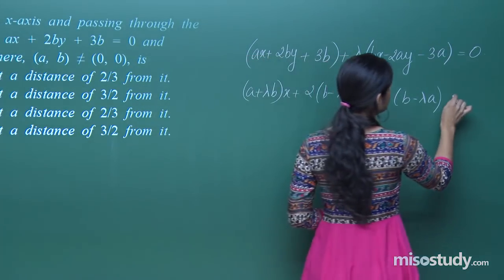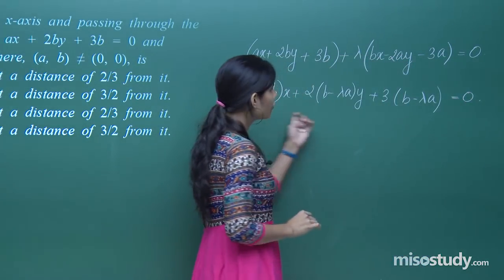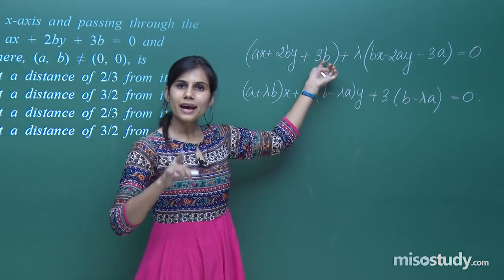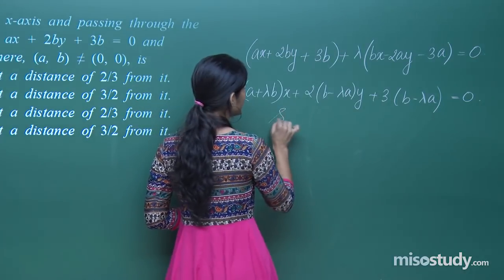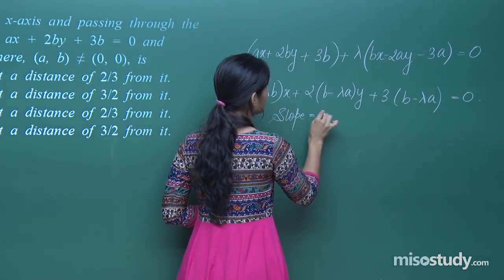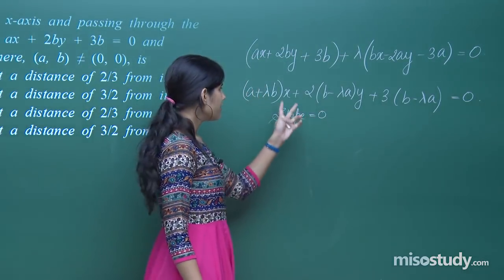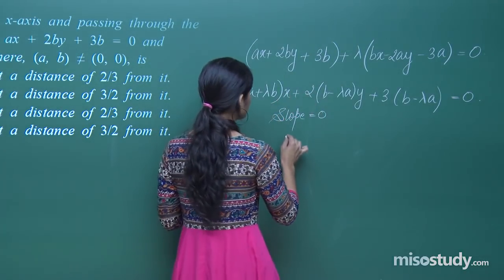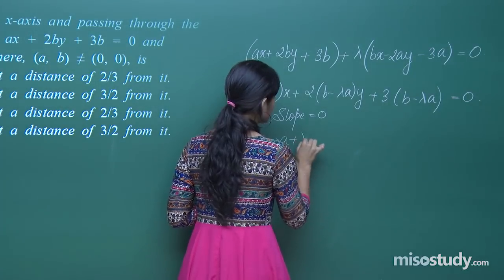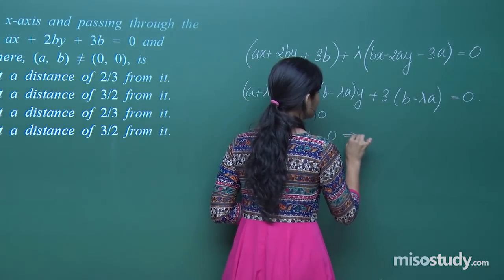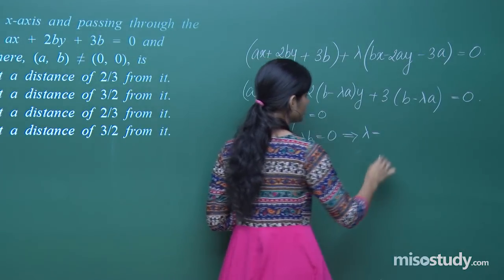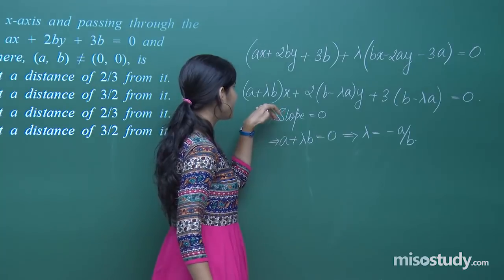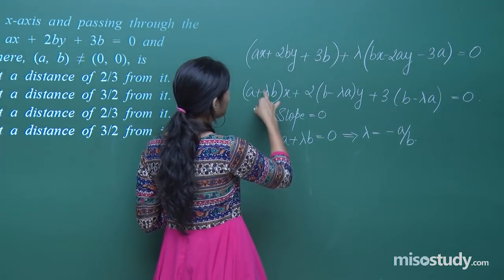Right? This is 0. If this is the equation of the line passing through the intersection of these two lines, it is also given that it is parallel to the x-axis, which means that its slope is 0. Slope is 0 means minus of coefficient of x upon coefficient of y is 0. That means this is 0, which means a plus lambda b is 0, which means lambda is what? Minus a by b.